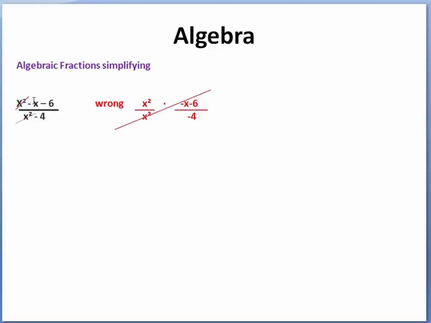So here we're given (x² - x - 6) divided by (x² - 4). Most students would be tempted to just cross these x squares out, but you can't do that. What they're thinking is that you've got this x squared over the x squared, which you can cancel. Yes, you can do that. But what's the other fraction? Well, the other fraction has to be the rest of this, minus x minus 6 divided by minus 4. And when you multiply across, you don't get this original numerator. So you can't do that.